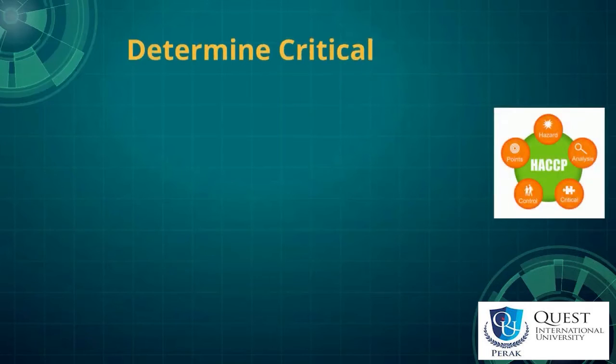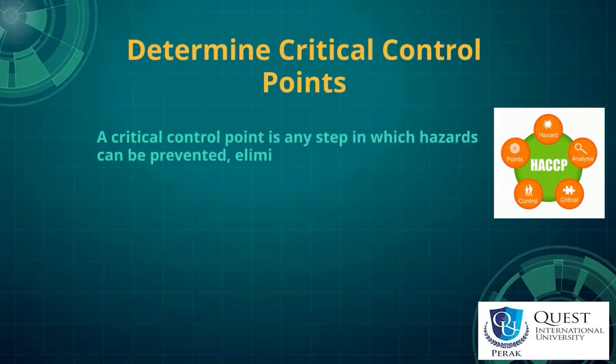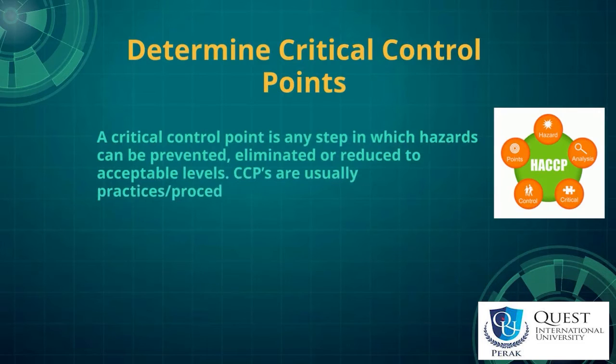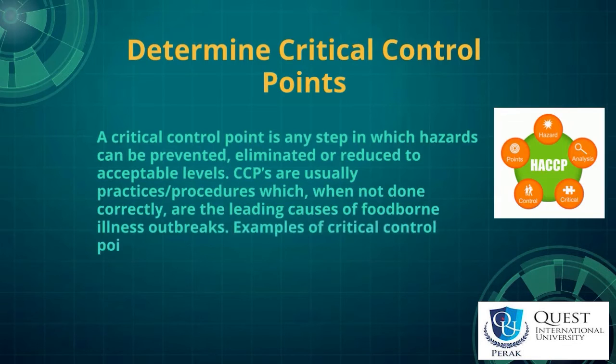Second, determine critical control points. A critical control point is any step in which hazards can be prevented, eliminated, or reduced to acceptable levels. CCPs are usually procedures which, when not done correctly, are the leading cause of foodborne illness outbreaks. Examples of critical control points include cooking, cooling, and reheating.